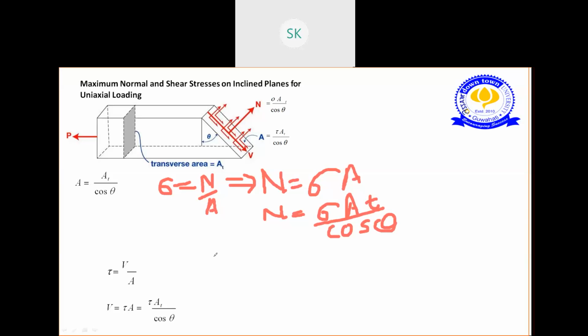In a similar way, what was your shear stress? Your shear stress was V by A, and we can write shear force as shear stress into area. And what is the A? We can write instead of A, A0 by cos theta. So our V is nothing but shear stress times the transverse area by cos theta. This part is clear. The relation of N with sigma and the relation of V with sigma is clear.